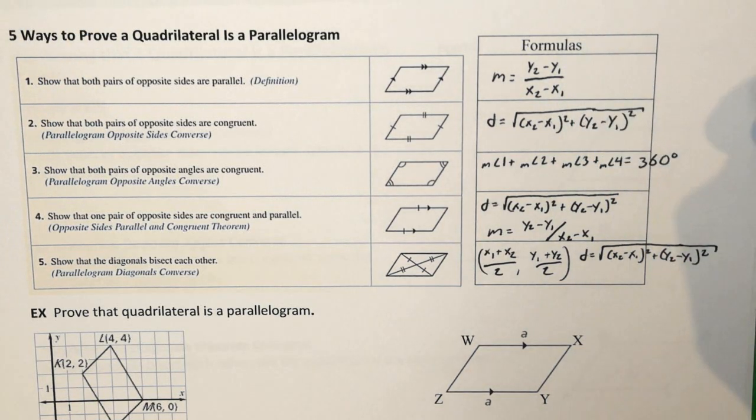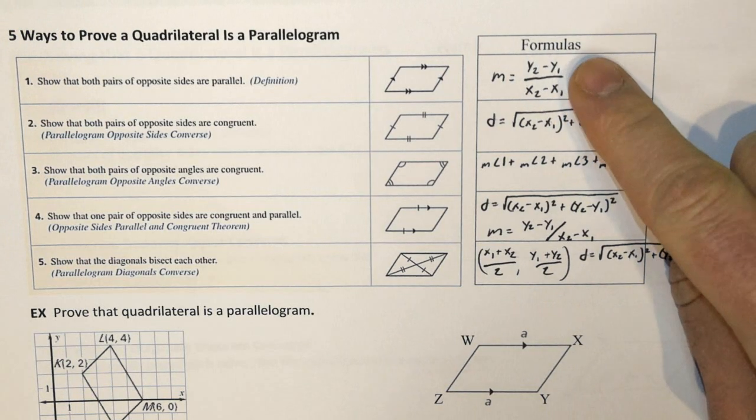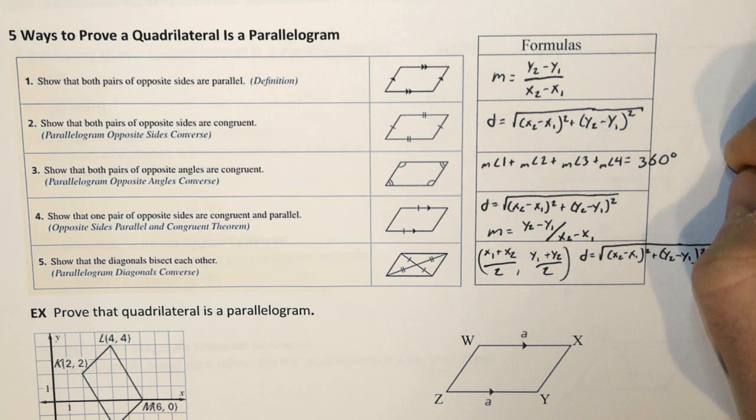Lines that have the same slope are always parallel. So I have your slope formula right here. If you start calculating slopes, it's going to help you decide that things are parallel. So it's a great way to go.